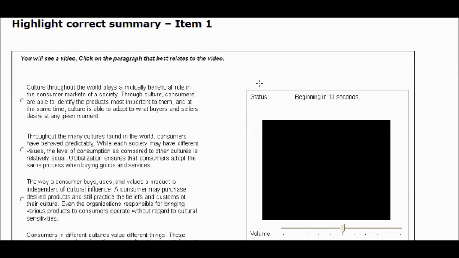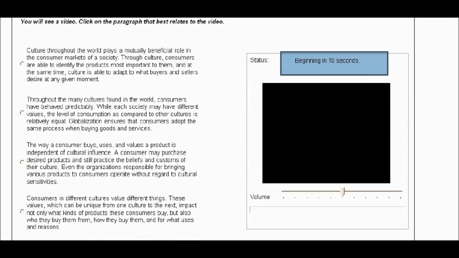The first tip that I am going to give here is that you will get around 10 seconds before the audio is going to play. Within these 10 seconds, they will be giving four summaries. These are the four summaries. So you only have 10 seconds.